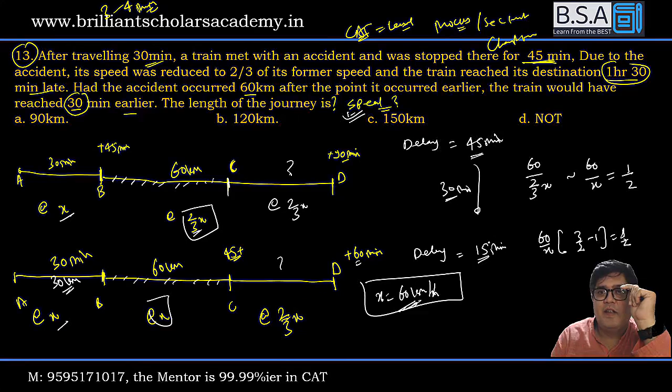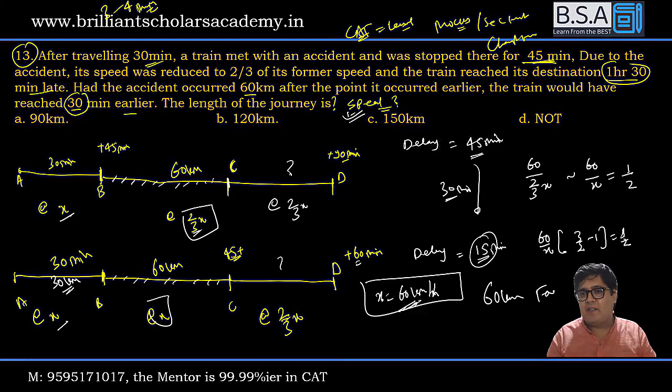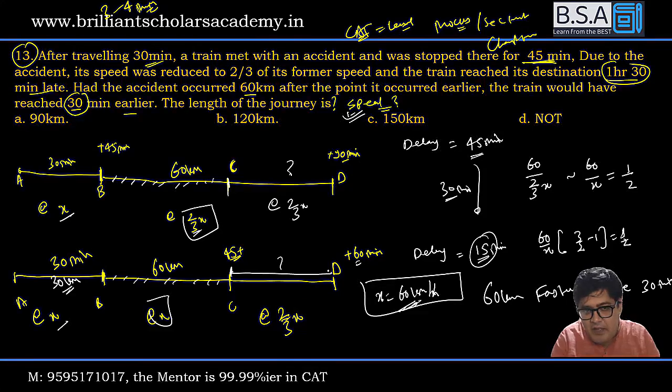50 minutes. I will save only 15 minutes. Now let me speak about this. By traveling 60 kilometers faster, I was able to save 30 minutes. What is the delay from here onward? What is the delay? Delay is 15 minutes. I want to save those 15 minutes.